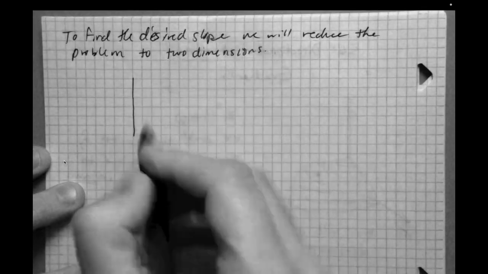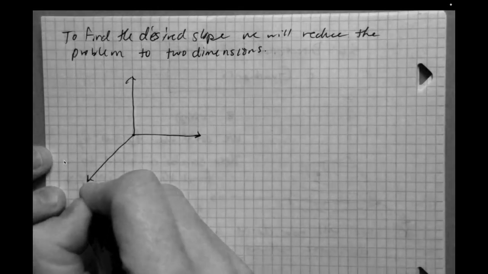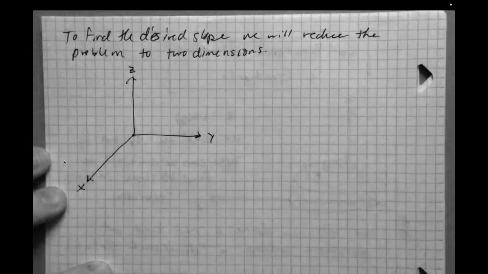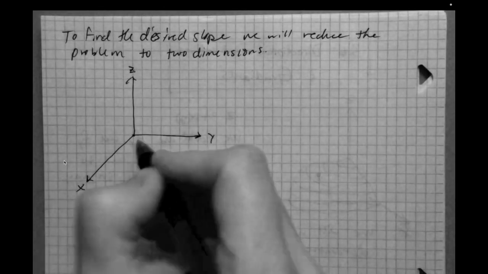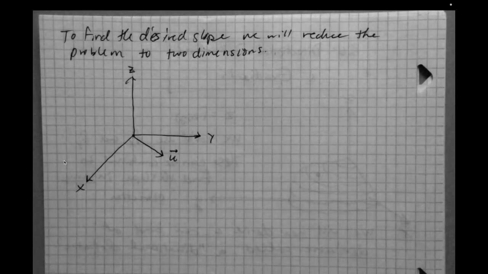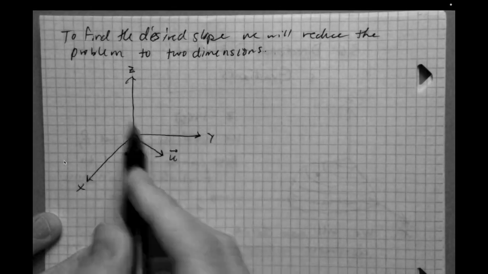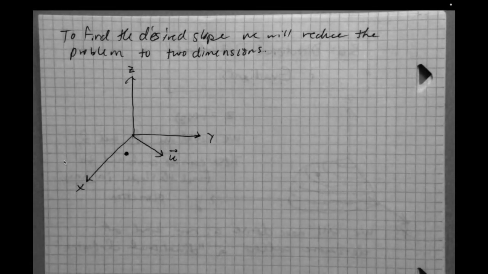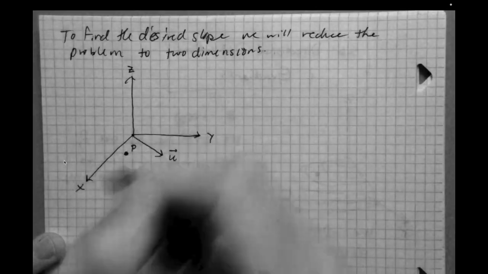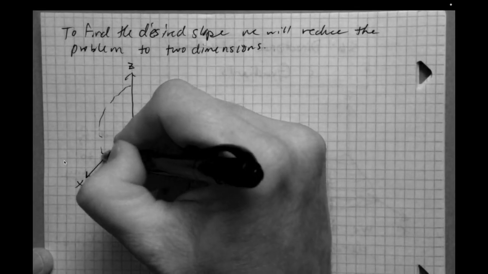Okay, so we've got our z axis, our y-axis, and our x-axis. Right, we've already drawn the u vector. Remember, the u vector lives down here in the xy plane. Now there's some point of interest on the surface which has a point in the xy plane, i.e. a point in the domain of f, right? So we'll just label that P.